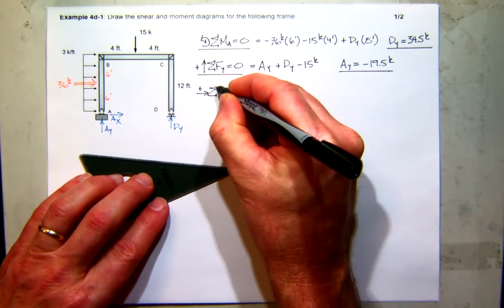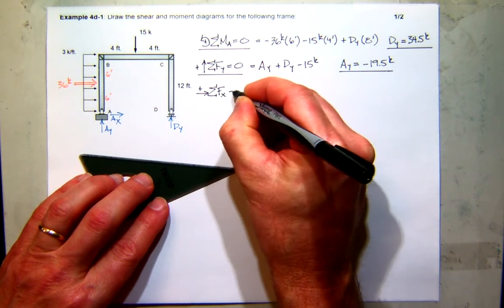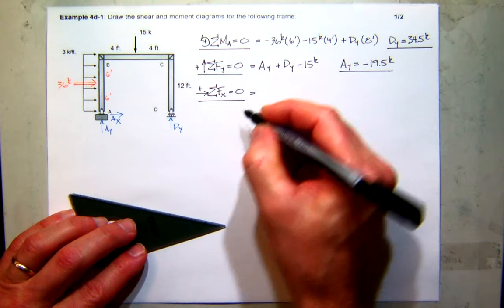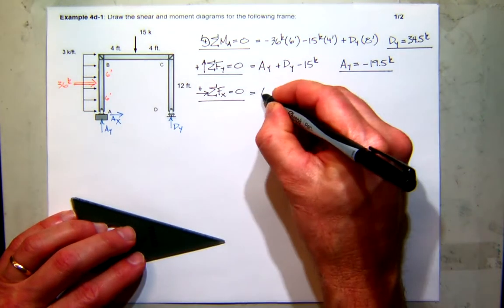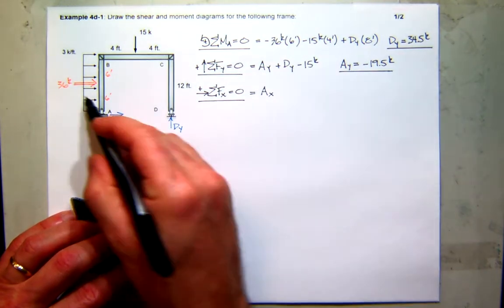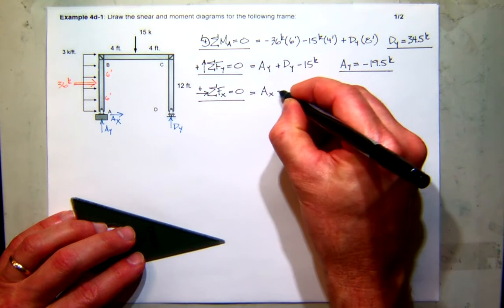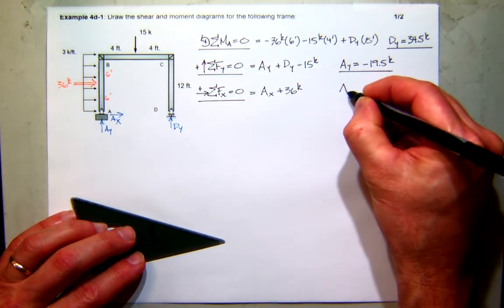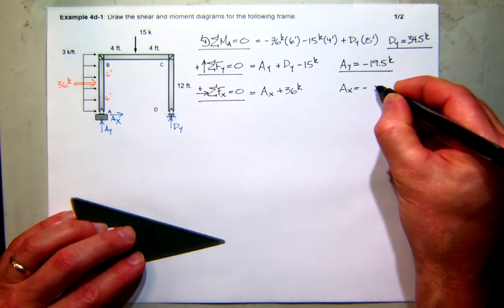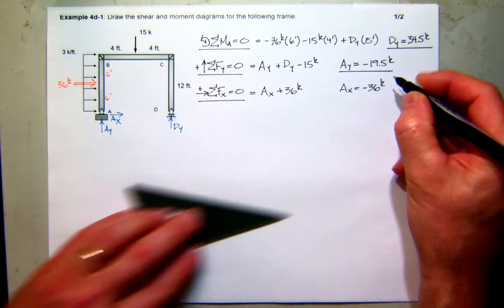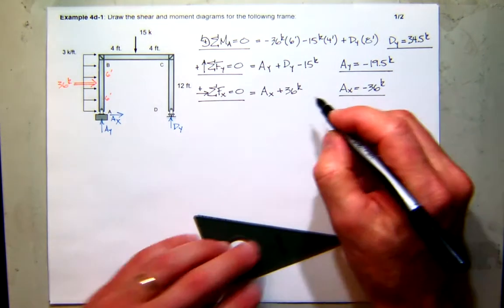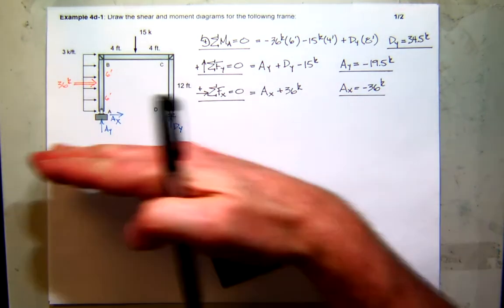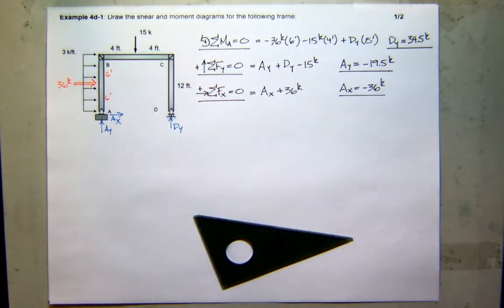So if you sum forces in the x direction, that's our last thing we need to do. What do we have? Well, all we have is AX. That's to the right, so that's positive. And then I've got my 36 kip force, which is also to the right, so I'll assume that's positive. So now when I solve for AX, it looks like it's negative 36. And that makes sense too. Since the structure is being pushed to the right, the reaction better push back to the left.